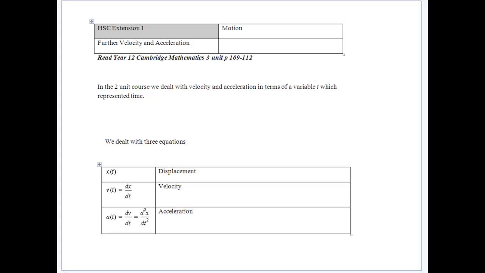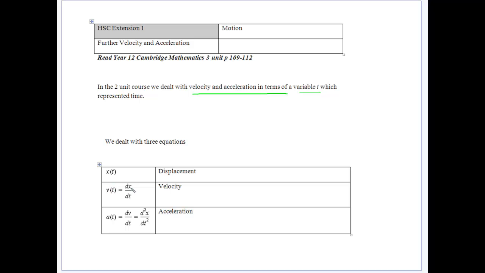Now we want to look at further velocity and acceleration. So in the 2-unit course we dealt with velocity and acceleration. We've done questions in the 2-unit that dealt with that, but in that course everything was in play in terms of t. So all the equations you had were in terms of t. You had your displacement, or the position of the particle, in terms of t.